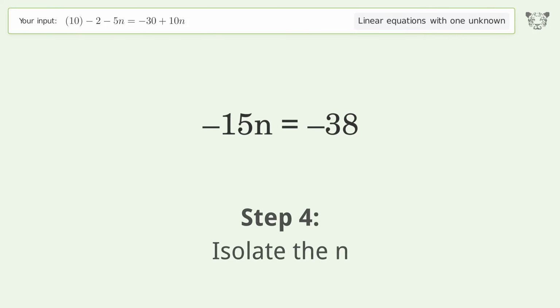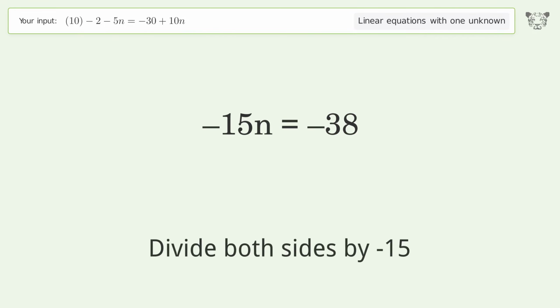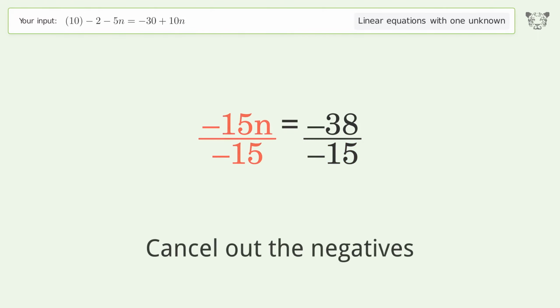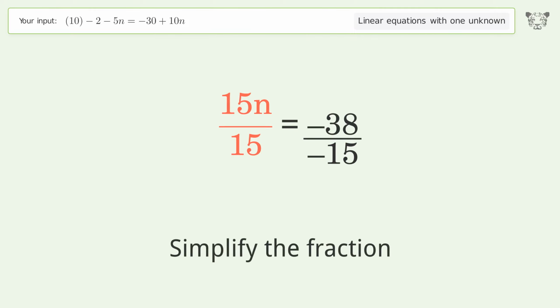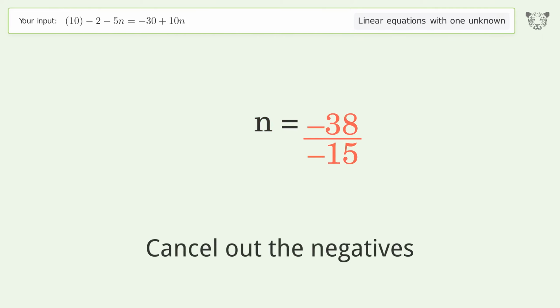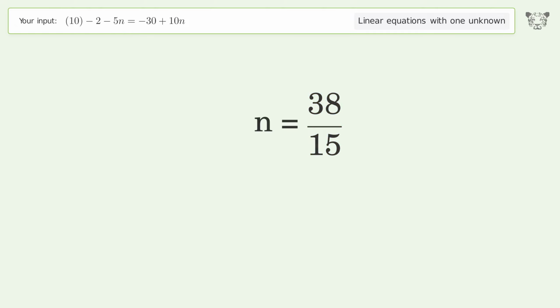Isolate the n. Divide both sides by -15. Cancel out the negatives. Simplify the fraction. Cancel out the negatives. And so the final result is n equals 38/15.